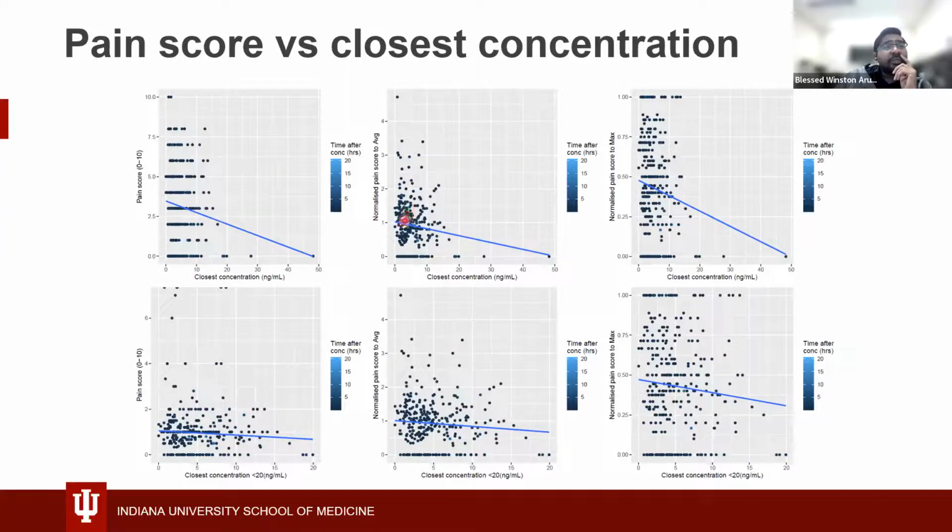And so we tried normalizing the pain score to the average pain score in that patient, or the maximum pain score in the patient, because we hypothesized maybe some people have a different tolerance or threshold to pain. We tried normalizing it, and it did not really work.